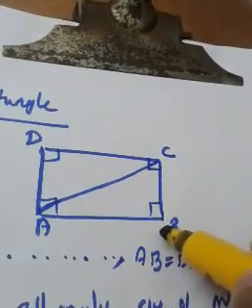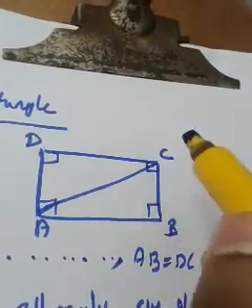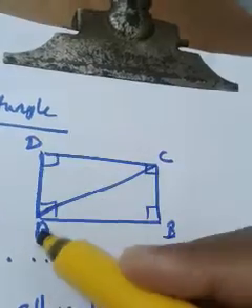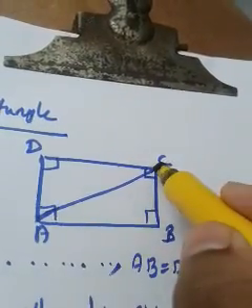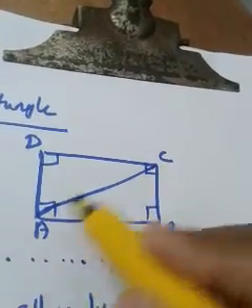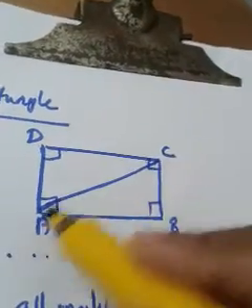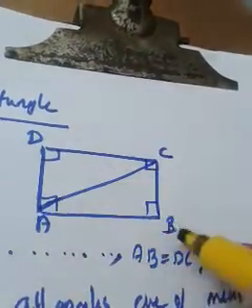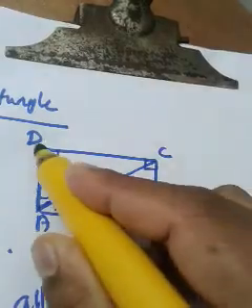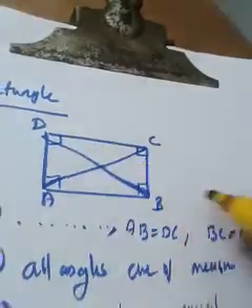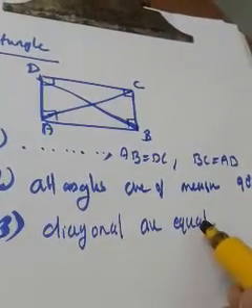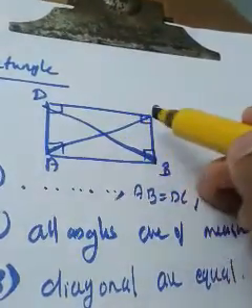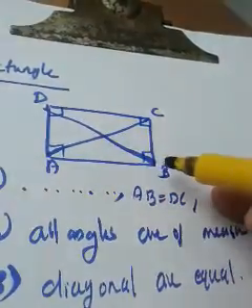These are adjacent vertices, these are adjacent vertices, and these are also adjacent vertices. But A and C are not adjacent. So the line joining the non-adjacent vertices is known as a diagonal. So this is a diagonal, and of course this is also a diagonal. So this should be equal to this. That is what diagonals are equal means. Suppose this diagonal is 10 centimeter, this diagonal also should be 10 centimeter.